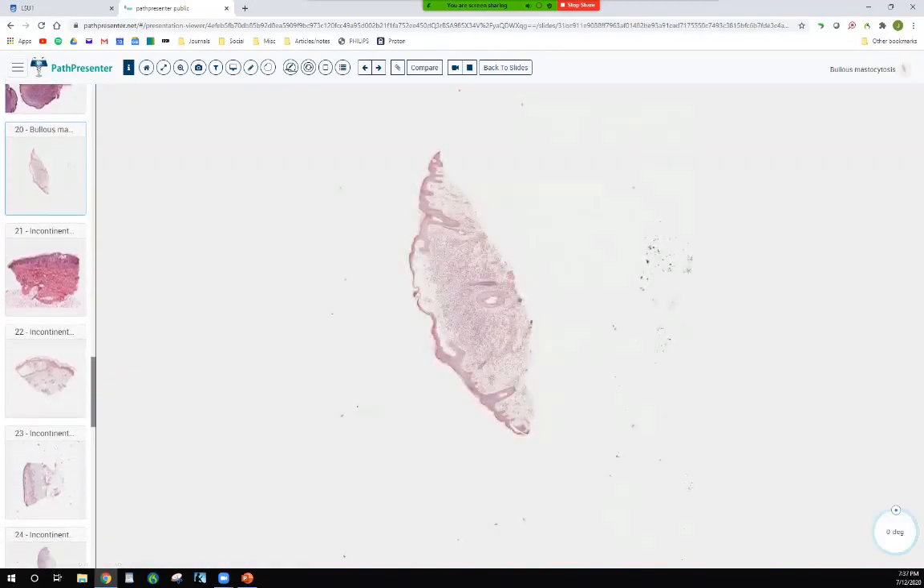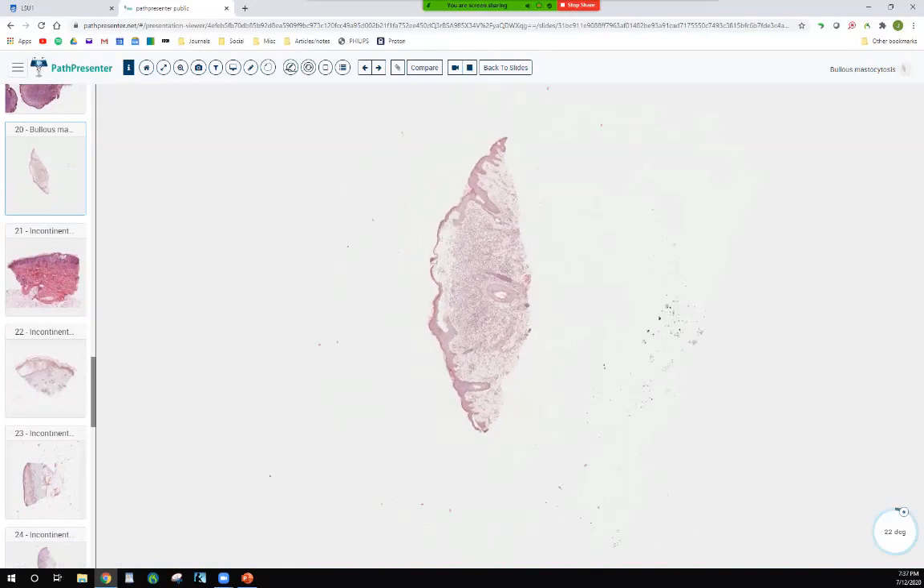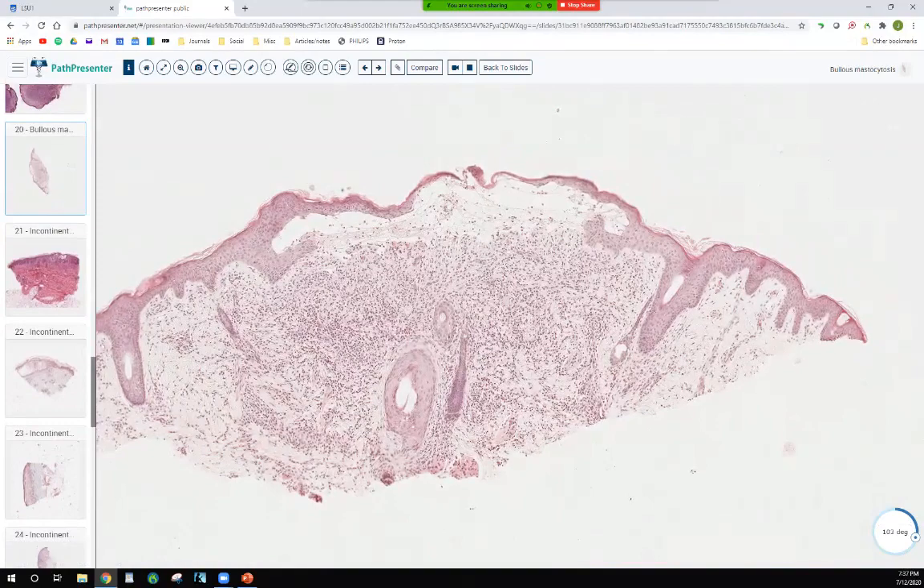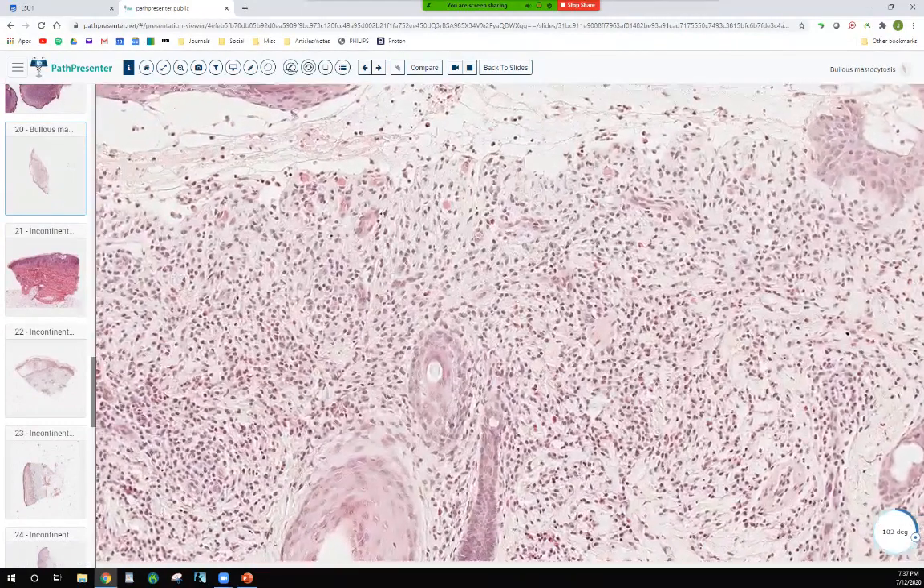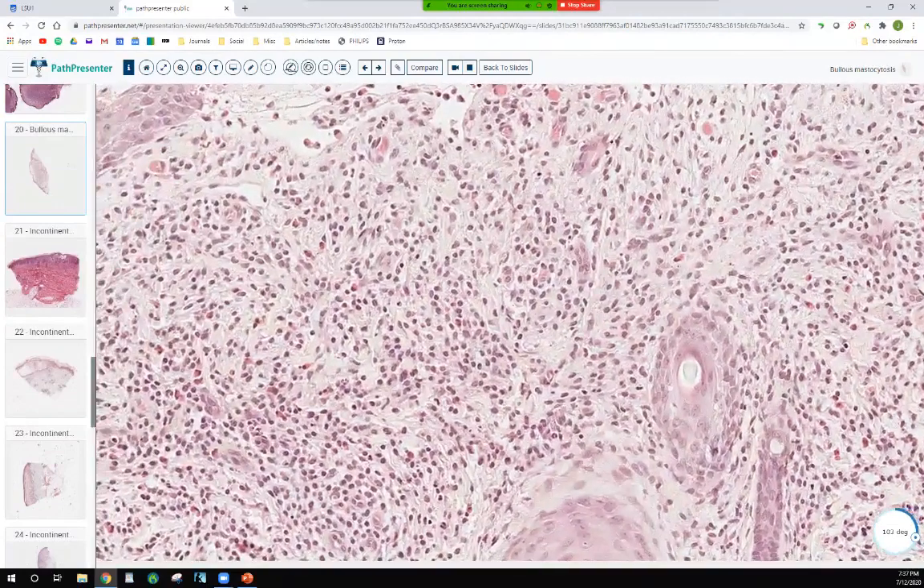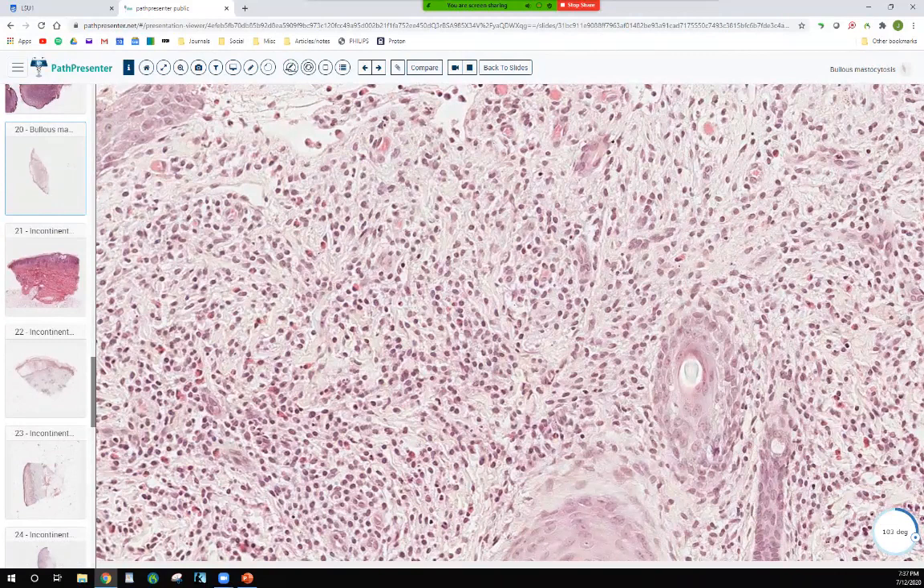Some can even be bullous actually. Here's an example of a bullous mast cell process where you get weakening at the dermal epidermal junction and vesicle or bulla formation, but the same process really. You see mast cells right here, maybe not quite as nicely stained as the other ones, and you see eosinophils, often a good clue. Eosinophils intermixed with the mast cells.